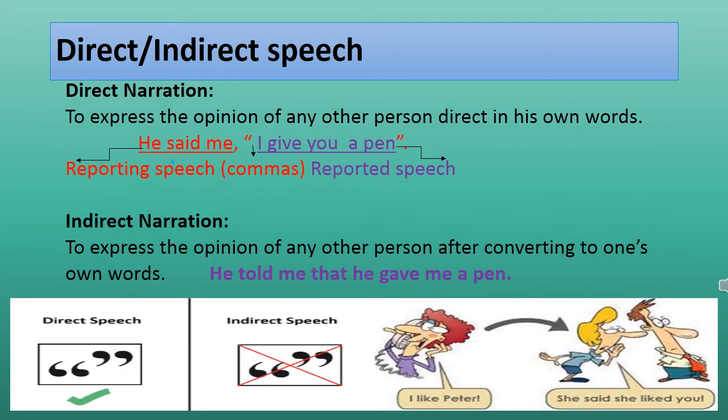Direct speech: to express the opinion of any other person directly in his own words. He said to me, "I give you a pen." In this sentence, the first half is the reporting speech, and the part within commas or quotation marks is known as reported speech.